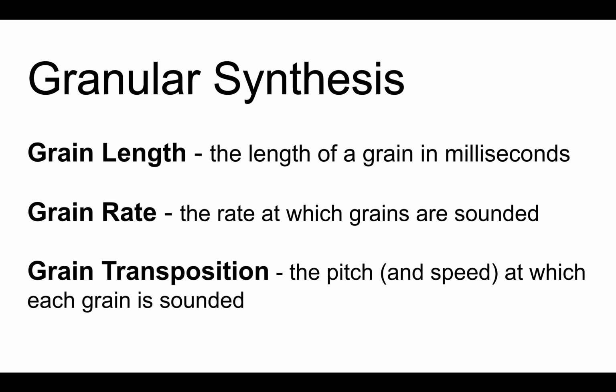So the most important parameters in granular synthesis are the grain length, which of course is how long each grain is in milliseconds; the grain rate, which is the rate at which the grains are sounding, how many times per second we are hearing a new sound; and the last one is the grain transposition, which is the pitch and speed at which each grain is sounded, okay?